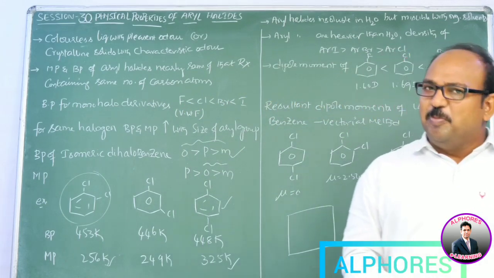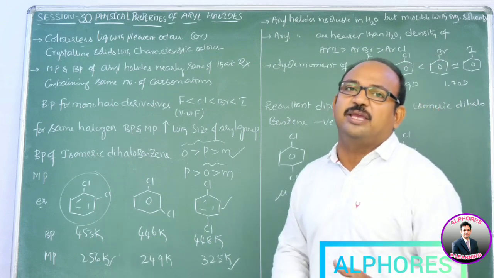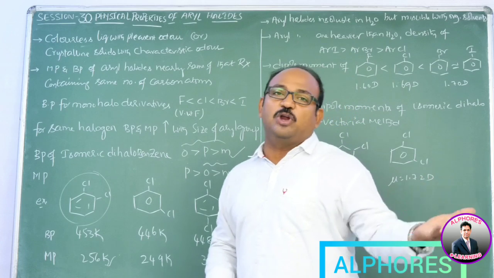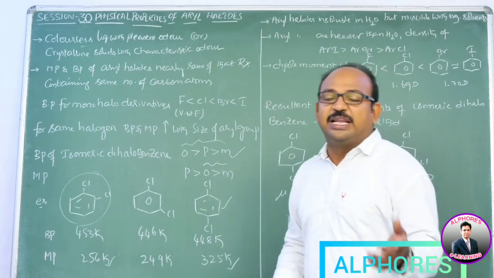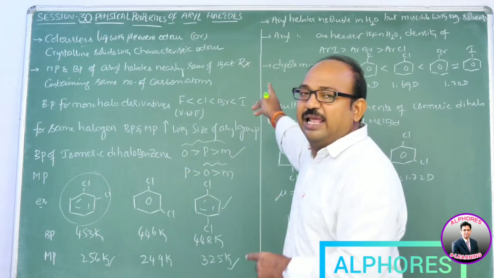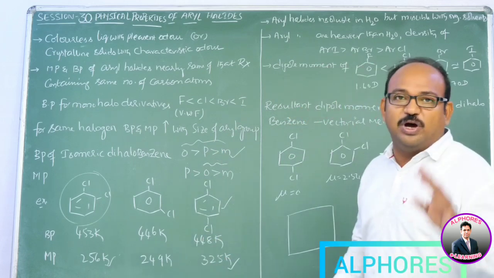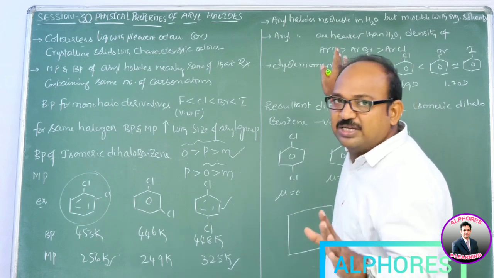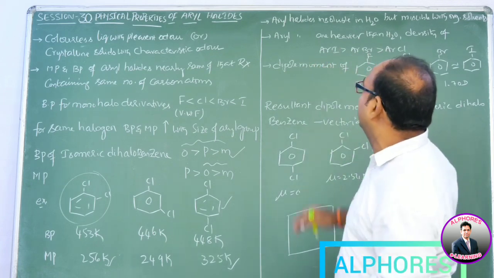benzene diazonium chloride (BDC). That BDC is soluble in water and also in polar or non-polar solvents, that is, organic solvents. It can mix with both, but aryl halides are immiscible with water and miscible only with covalent solvents, that is, organic solvents.